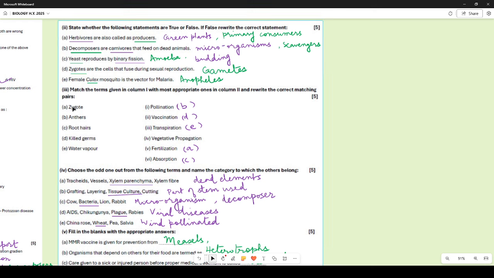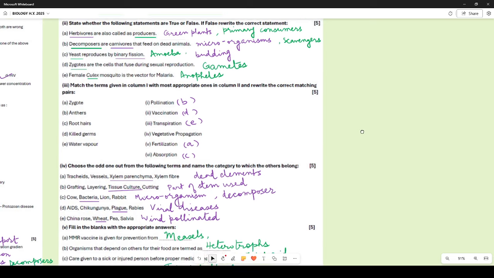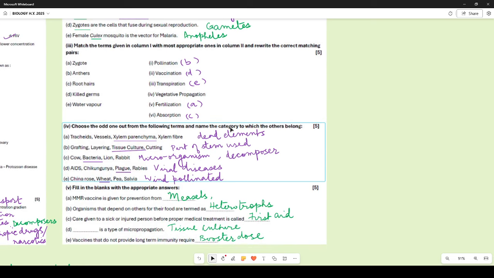Now match the following: zygote, fertilization; anthers, pollination; root hairs, absorption; killed germs, vaccination; water vapor, transpiration. This was an extra option. Choose the odd one out and name the category to which the others belong. This is what you are supposed to mention, the category of the others.